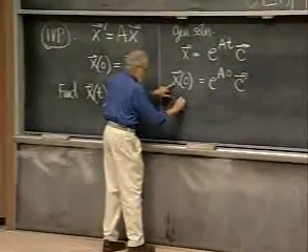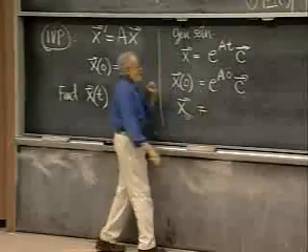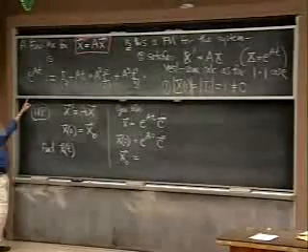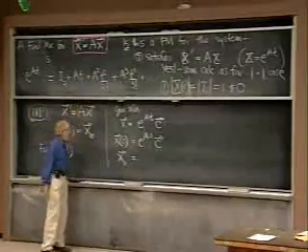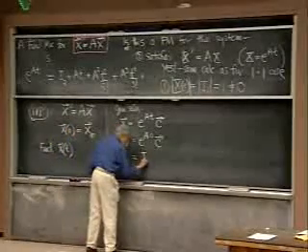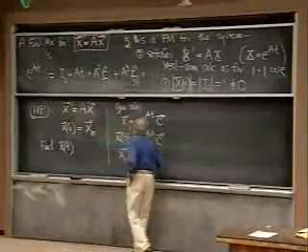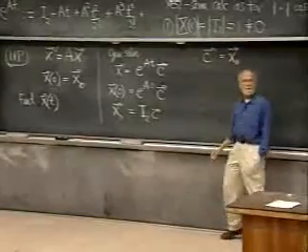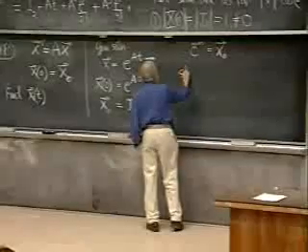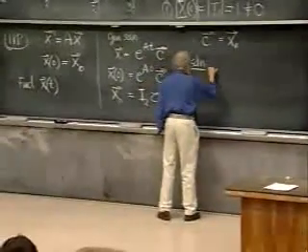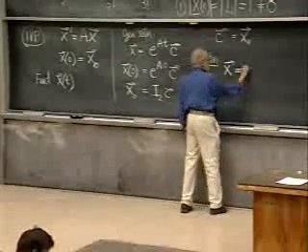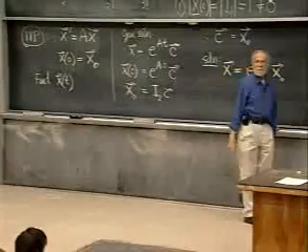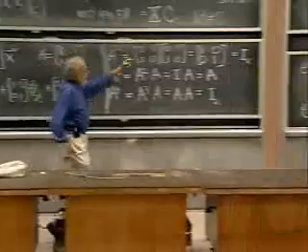Now what's this? This is the vector of initial conditions. What's e to the a times 0? Plug in t equals 0. What do you get? I. Therefore, c is what? c is x0. It's a total joke, and the solution to the initial value problem is x equals e to the at times x0.